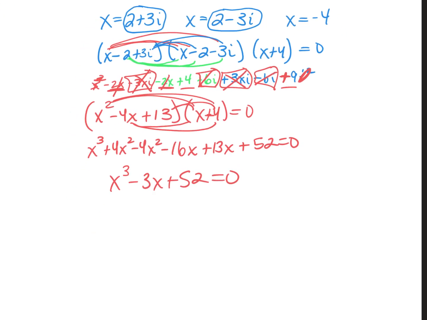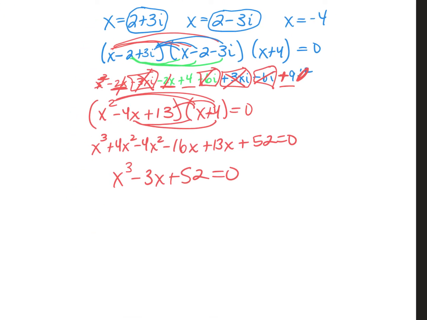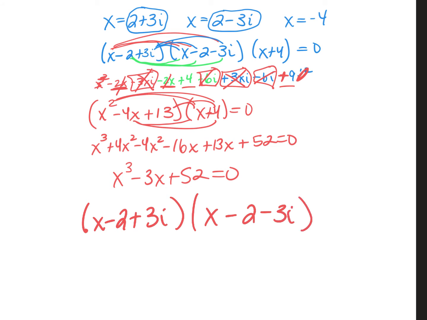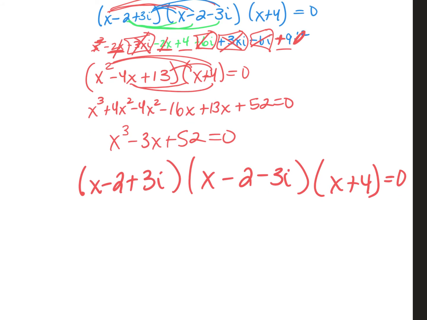Let's go back to this step right here when we wrote our parentheses. When we had x minus 2 plus 3i and x minus 2 minus 3i, right? And then we had our x plus 4. Let's go back there. Now, if you don't see this, it's okay, but this will happen every single time. What do you notice, guys? Right here.